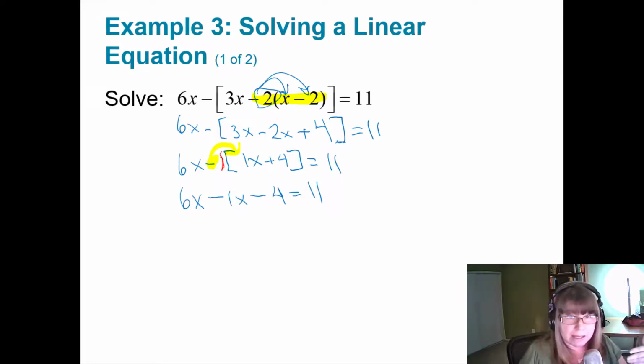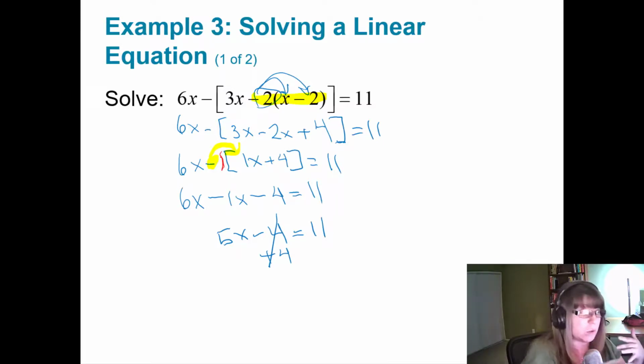I'm going to combine like terms. So I have 6x minus 1x is 5x minus 4 equals 11. Again, isolating the variable term, I want to get rid of this 4, and because it's subtraction, I'll add, which is the opposite operation. But I can't just do it to the left-hand side of the equation. I have to do it to the right-hand side of the equation as well. I get 5x equals 15.